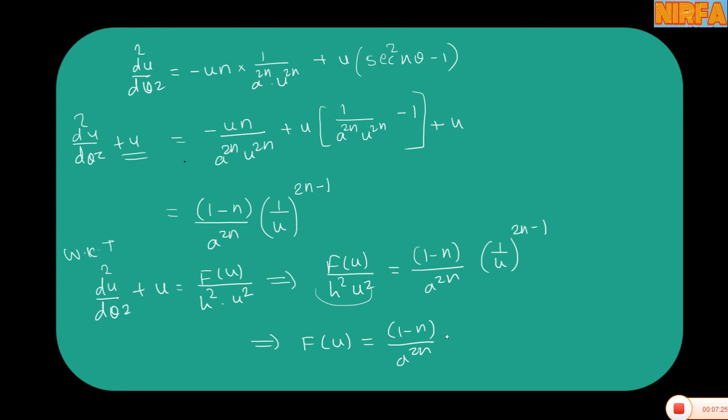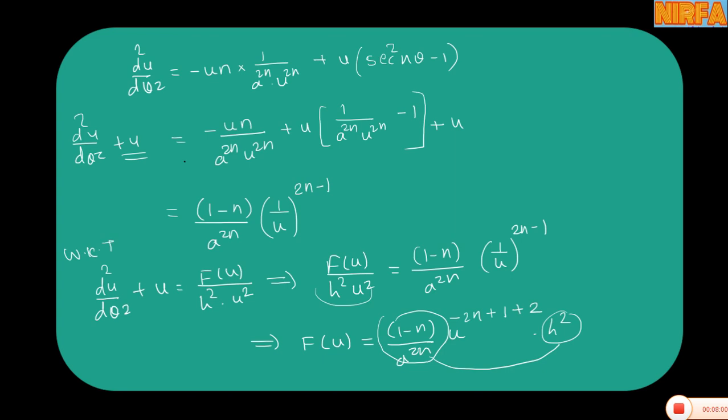This is u raised to minus 2n plus 1, and this is plus 2 into h square, and therefore this is a constant, h square is a constant. We keep this both constant denoted by mu.